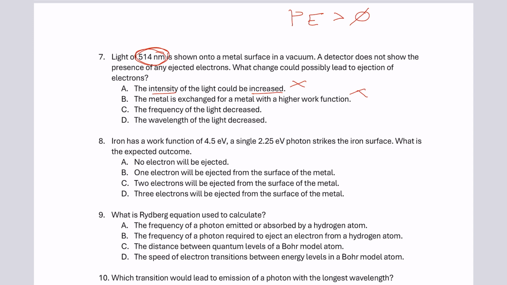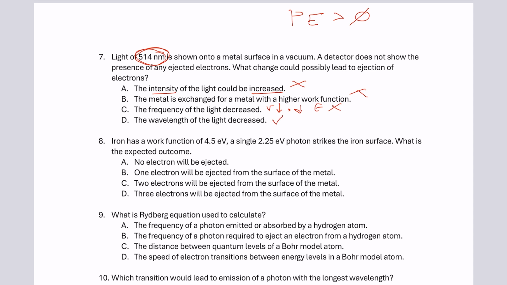Answer choice C says that the frequency of the light is decreased. This answer choice is incorrect. If we decrease the frequency of light, that means we're going to be decreasing the energy of the photon, since energy and frequency are directly related. A photon with lower energy is not going to allow an electron to be ejected. That's not the change we want to make. So C is incorrect. D says the wavelength of the light is decreased.